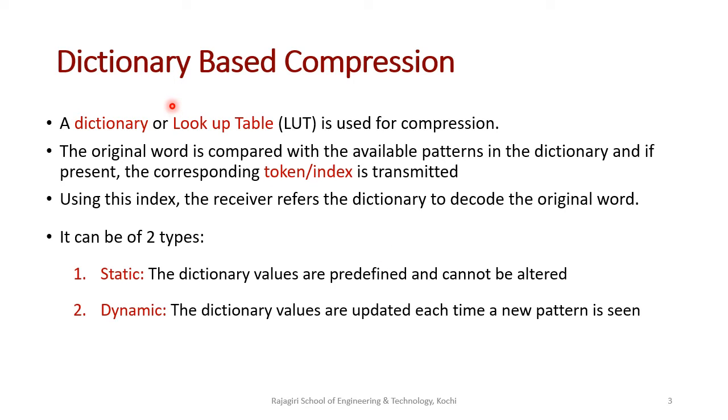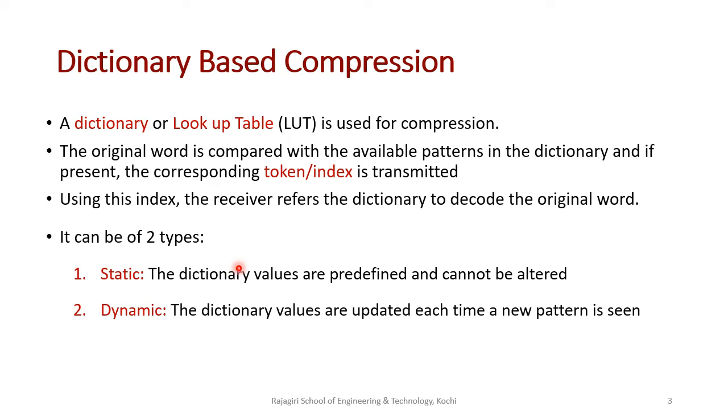Now, what is dictionary-based compression? In this compression technique, a dictionary or a lookup table which consists of a set of predefined words is used. The word to be transmitted is first compared with the available patterns in the dictionary. If a match is found, then the corresponding token or index corresponding to the word is transmitted. Using this index at the receiver side, the receiver will refer to the same dictionary in order to decode the original word. Dictionary-based compression can be of two types, static or dynamic.